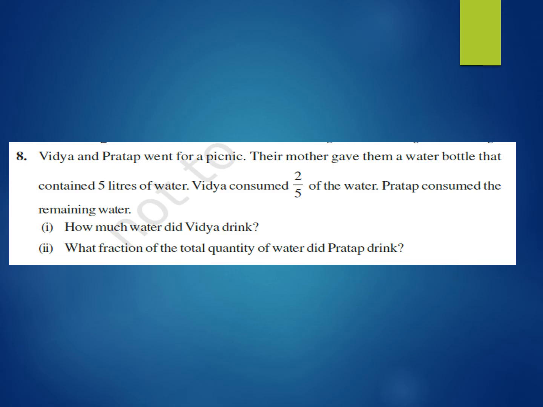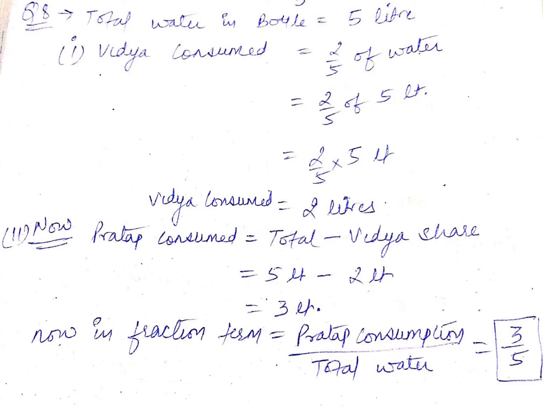Let's see. You can see total water in the bottle was how much? 5 liter. Given to us is Vidya consumed 2 by 5 of water. What it means? She consumed 2 by 5 of 5 liters. Yes, the total water. And we all know what is this of? This of is normally multiplication sign. So we can write like this, 2 upon 5 into 5. If you see, they have sign of multiplication between them.